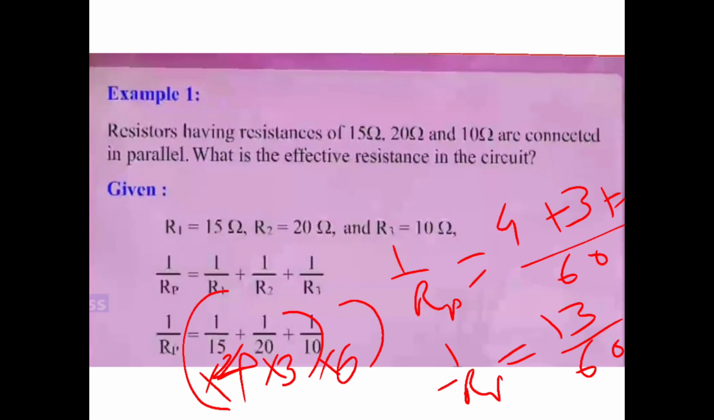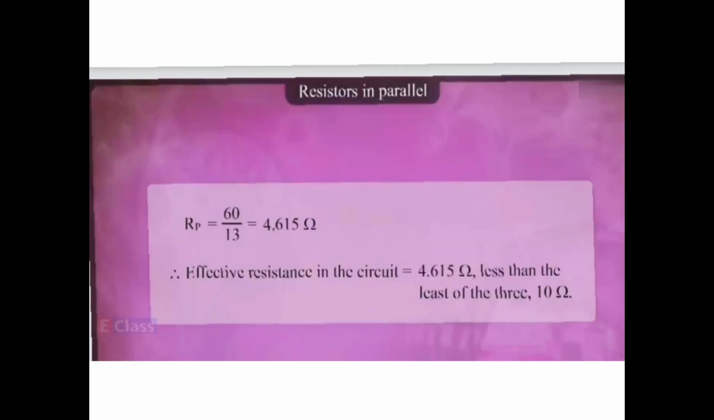So what is Rp equal to? Rp should be the reciprocal of it because this is 1 upon Rp. So what will be the reciprocal? 60 upon 13. So the value came out to be 4.615 ohm. Now the answer of this we got is 4.6, right? Is it less than 10? Yes. Is it less than 15? Yes. Is it less than 20? Yes.